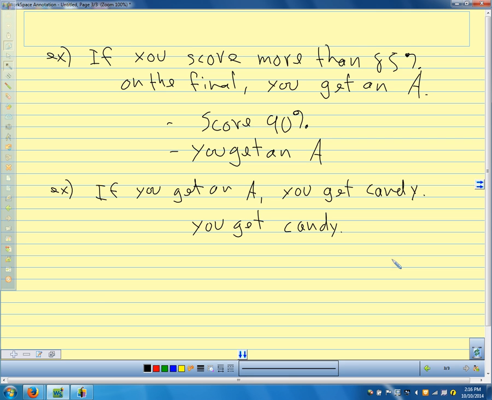So, the only way we can use the law of detachment is if the first part is true, the second part has to be true. If the second part is true, the first part isn't the only way that the second part could be true. So it can't be a counter. For this one, you just can't make a conclusion. You can't say that you get an A. You don't know if you got an A.